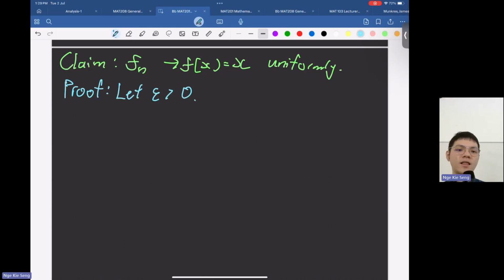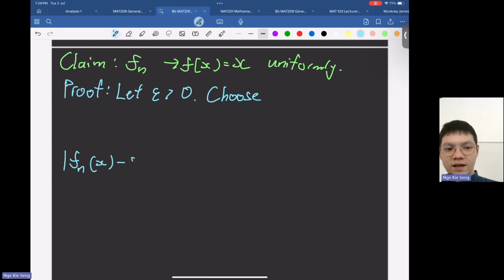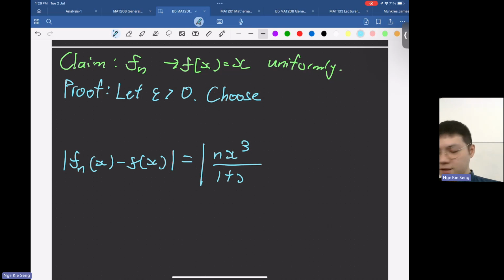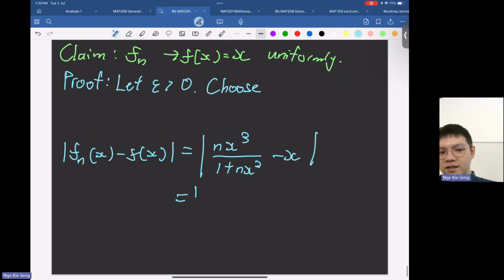We want to find n that works for all x. So how to find this n? How to choose? Actually, we have no idea how to choose directly, because we need to work from what we want. What we want is |fn(x) minus f(x)| less than epsilon. But what is the general fn(x)? We get nx cubed over 1 plus nx squared. So this is the definition. And we want to make sure that this thing is less than epsilon. But what's the difference here?